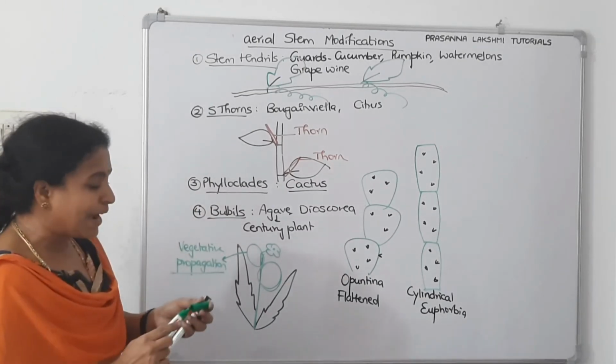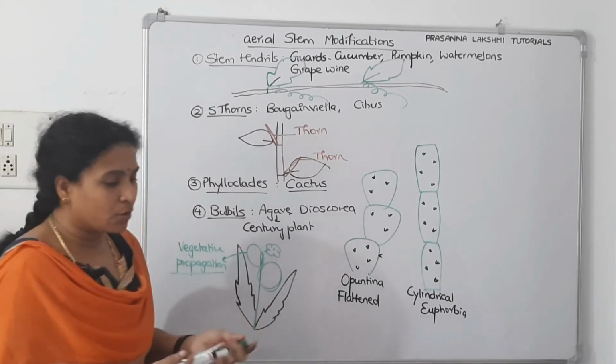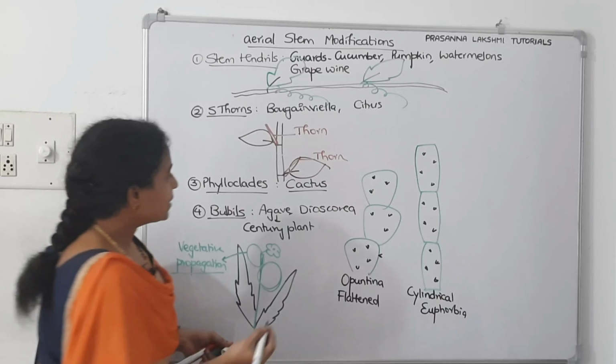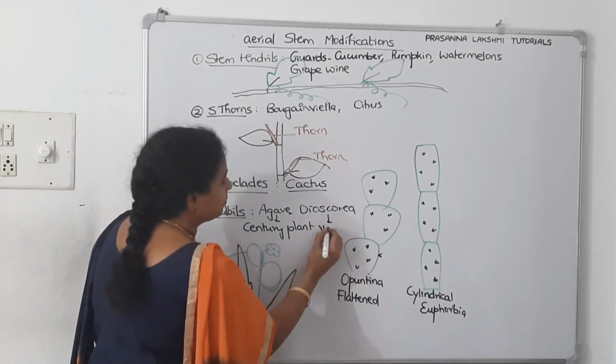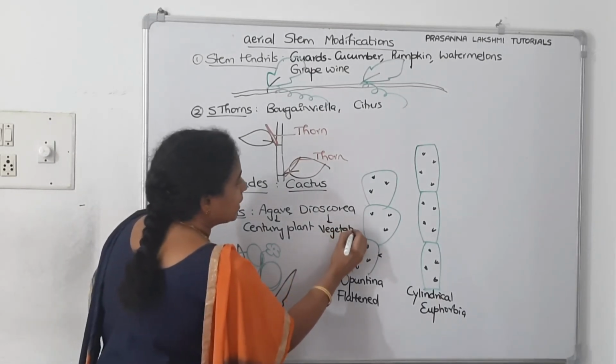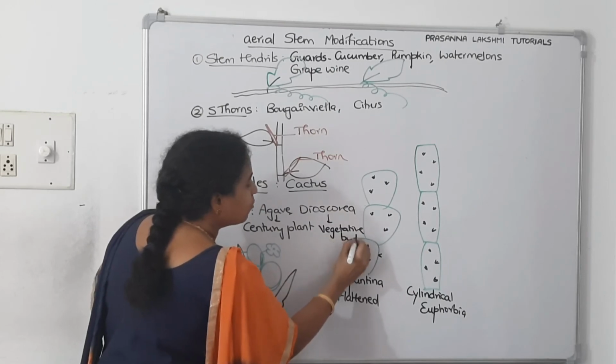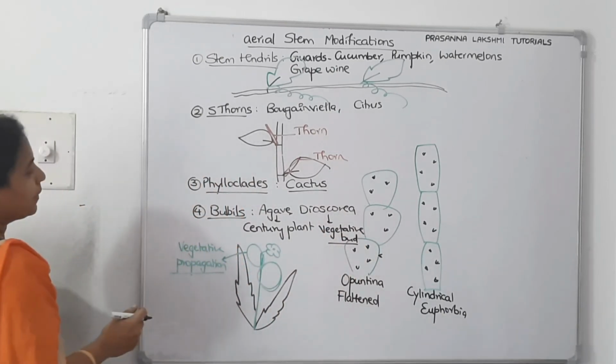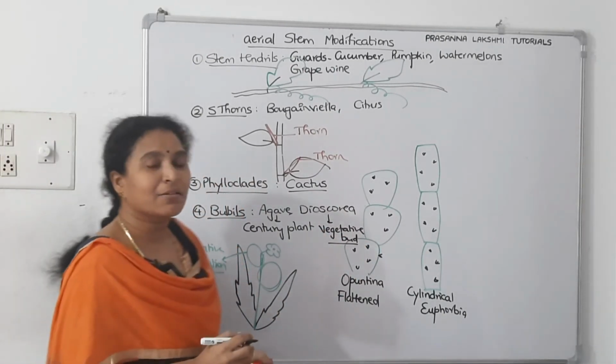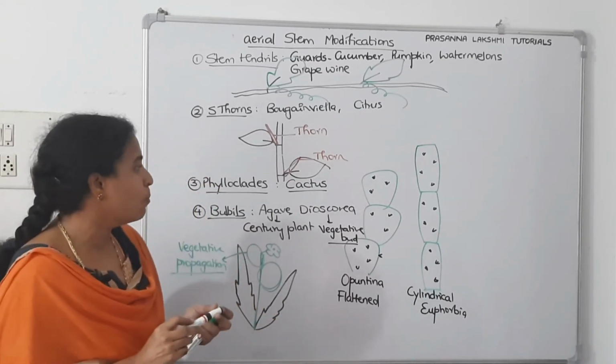Whereas in Dioscorea, it is the vegetative bud itself. In Dioscorea, it is the vegetative bud which turns into a bulbil. Whereas in the agave plant, it is the reproductive bud which turns into a bulbil.